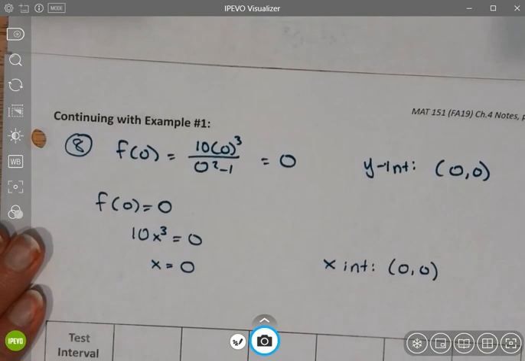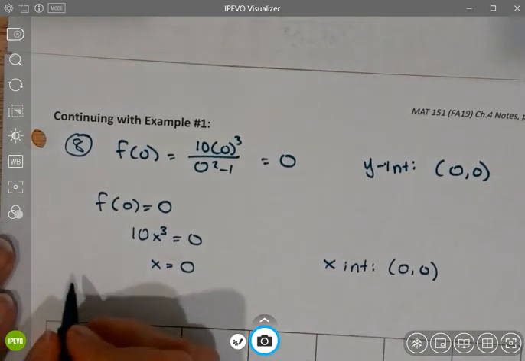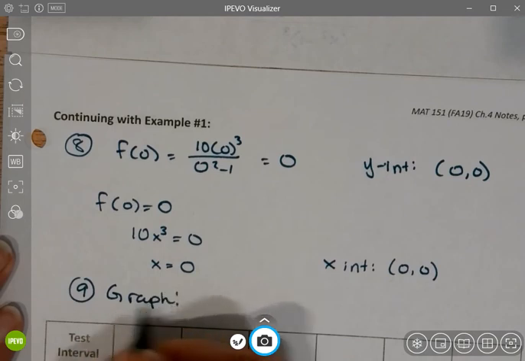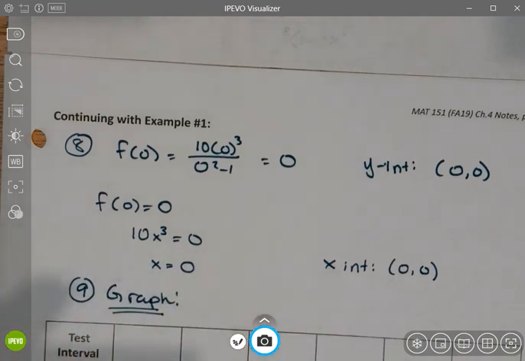Okay, and that finally satisfies all of the by hand conditions, and step 9 is to start graphing it and compiling these things on the graph. So we're going to do that in the next video.